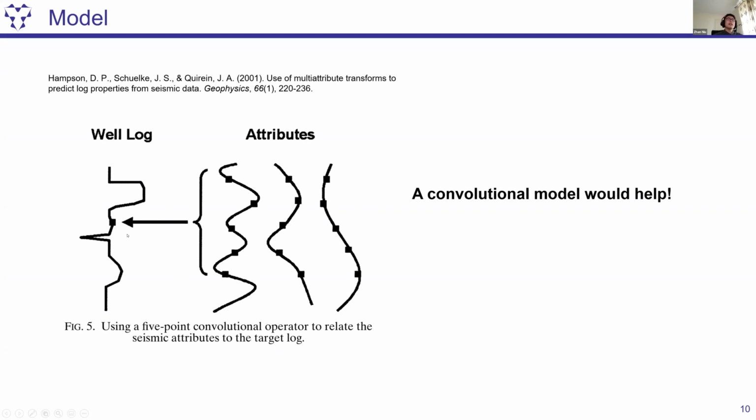So each point in the well log contains a lot of information from the attributes. And this process is actually a deconvolution process. However, by succession of many convolutional filters, we should be able to mimic this process without any problem. So in summary, we decide to use a convolutional model to tackle this problem.